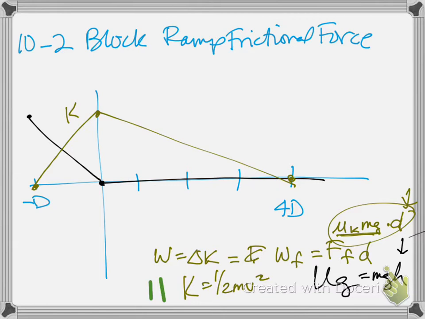1 point for realizing that gravitational potential energy is 0 from x equals 0 to x equals 4d, and 1 point for realizing that kinetic energy is linear from a maximum at x equals 0 to 0 at x equals 4d. So 4 points for part A.